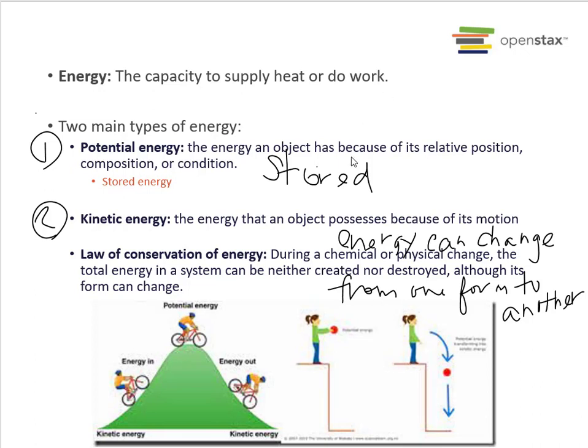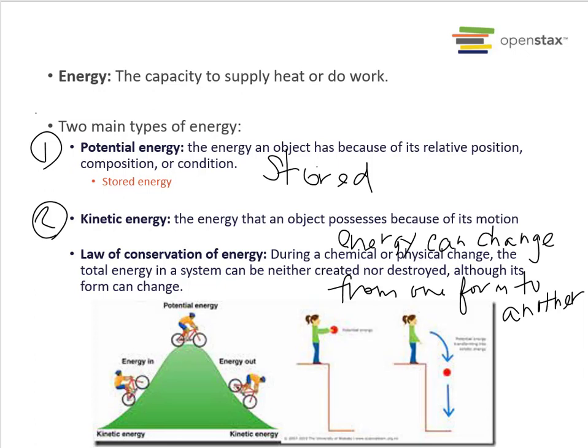A good example of potential energy would be a bow and arrow, where you pull back the string as far as it can go and you are ready to let it go. You have a lot of stored energy. Then as soon as you release it, that stored energy converts into kinetic energy. So potential energy can convert to kinetic energy. The total amount of energy is always the same in the universe.